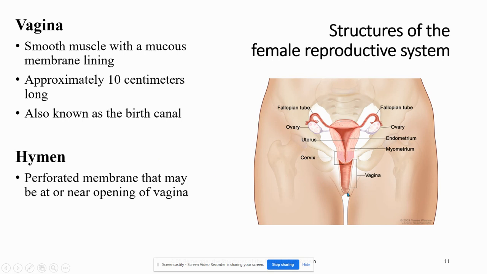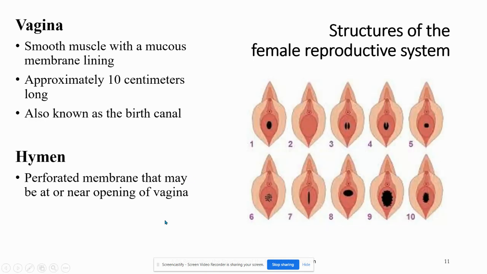Hymen. So hymen is this membrane that may or may not be present kind of right here at the entrance to, or just a smidgen inside of, the vaginal canal. A lot of people in past classes don't understand what the hymen is. So I put a picture. This shows a lot of different possibilities for what a hymen would look like.